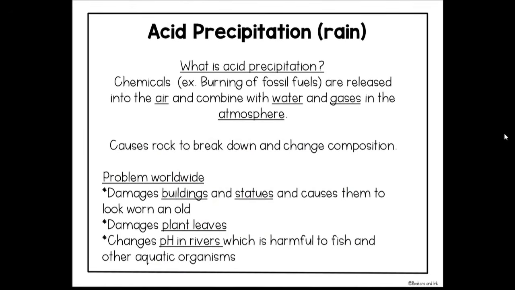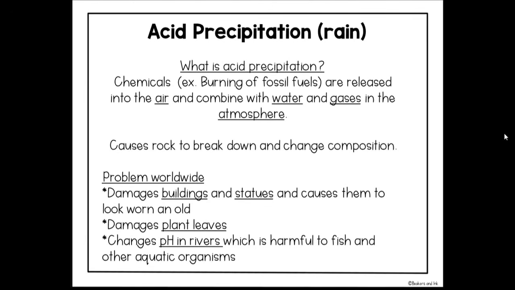The first type we'll talk about is acid rain, or sometimes called acid precipitation. Acid precipitation is when chemicals are released into the air and they combine with the water and the gases in the atmosphere. Oftentimes, these chemicals are caused by the burning of fossil fuels from your cars or trucks or factories, industry. Now, when acid rain or acid precipitation occurs, it causes rock to break down and it changes that composition.